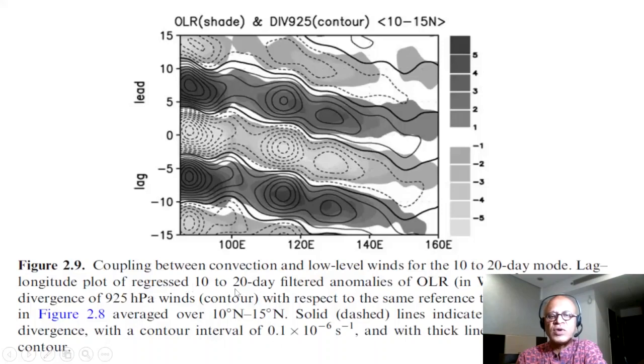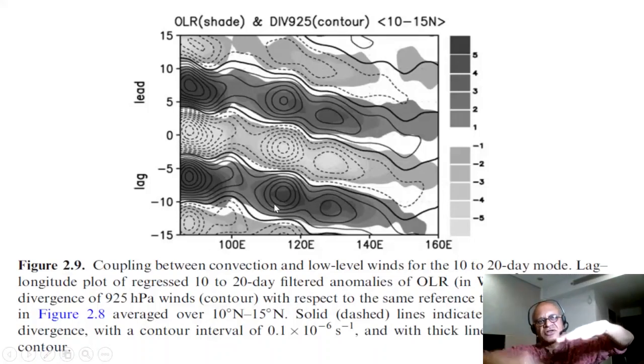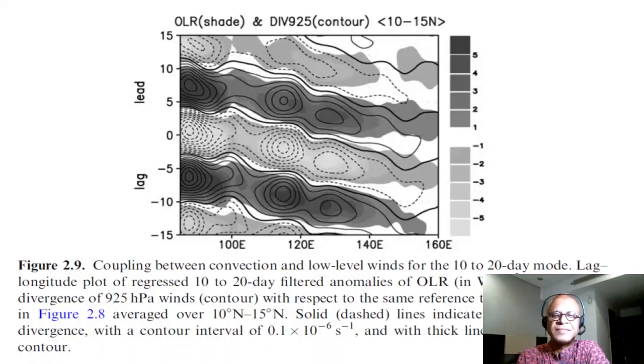of regressed 10 to 20-day filtered anomalies of OLR and divergence of 950 hectopascal wind. So if low-level divergence and OLR are in phase, strongly related to each other this way, that means there is a convection happening and the low-level divergence is related. So when you have negative, obviously it means convergence. So you have negative OLR anomalies and convergence, positive OLR anomalies and divergence. So you have a systematic propagation.